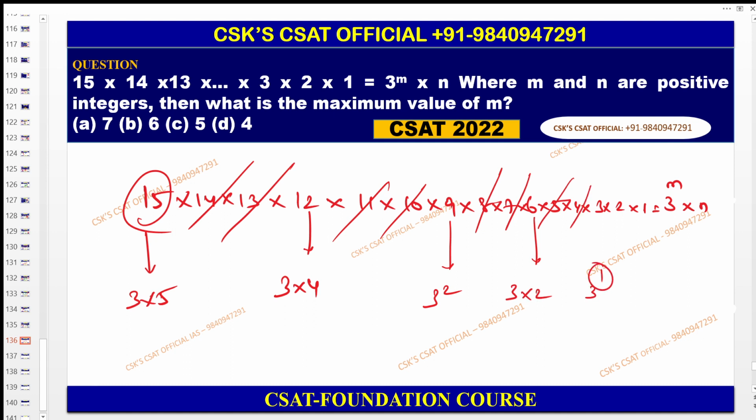How many powers are there? 3 power 1. Here also 1. So therefore 2, 4, 5, 6. Nothing is there means the power is 1. So therefore the total power here is 3 power 6. This n may be anything. But our question here is, what is the maximum value for m? Maximum you can place as 6. So the answer for this question is B, 6. Understood? Okay. So now let us move on to the next question.